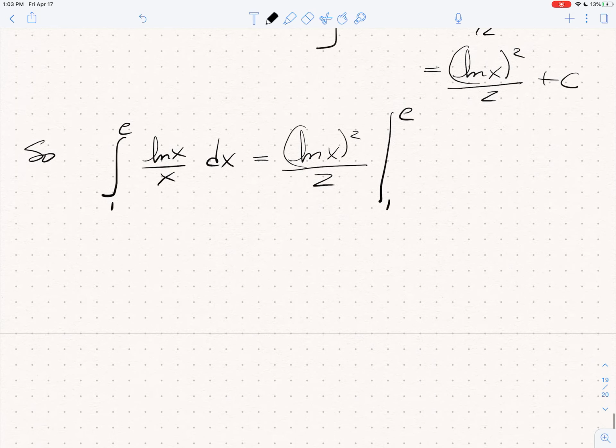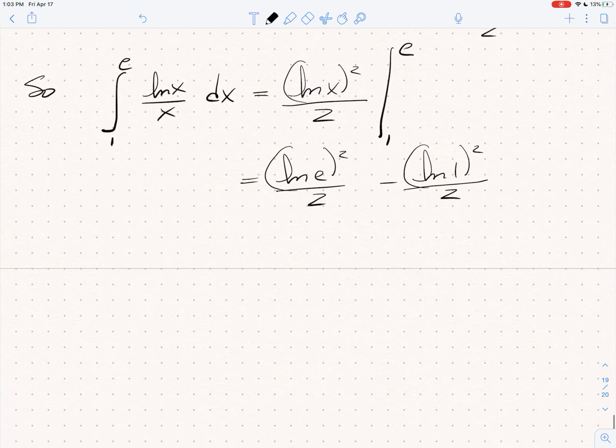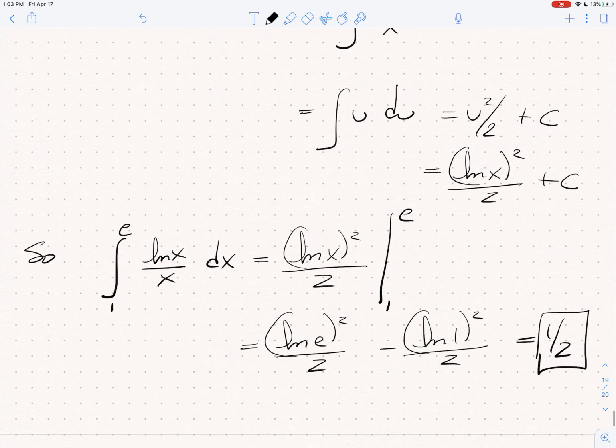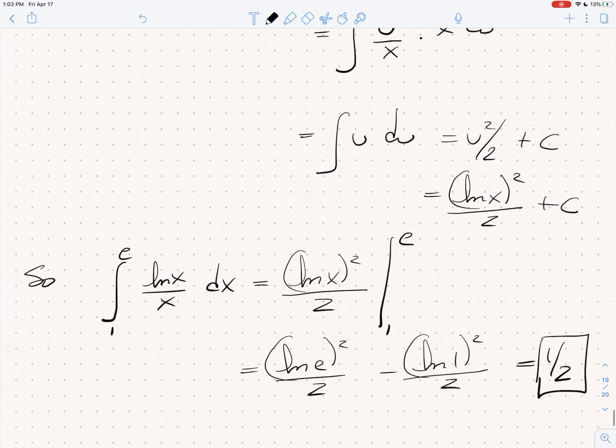You just plug the bounds into the antiderivative, and so you get ln of e squared over 2 minus ln of 1 squared over 2. Ln of e is just 1, ln of 1 is 0, so this one is gone. This is just 1 squared is 1, so you just get 1/2. So you can evaluate definite integrals as well using U substitution.